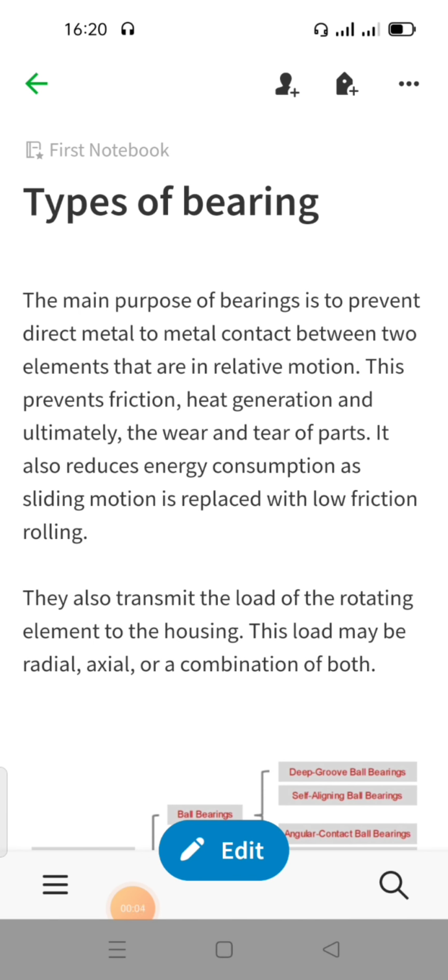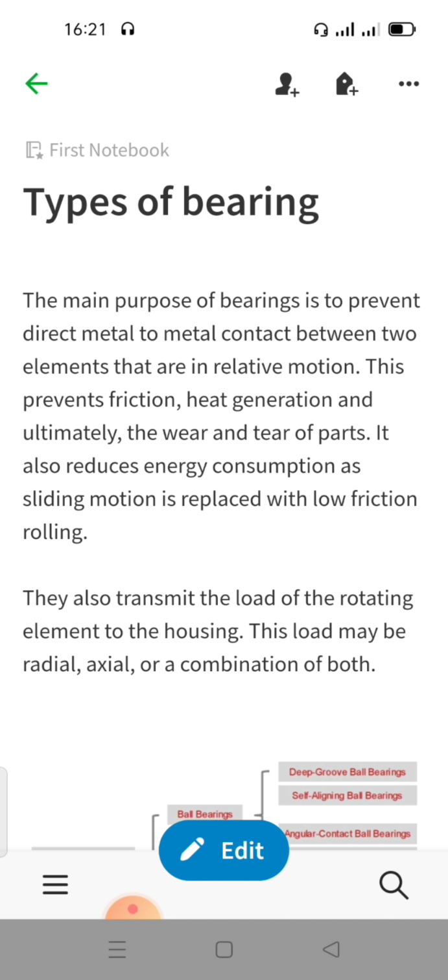I am Debasis Sasmal and today we are going to discuss types of bearing and its uses. So the main purpose of bearing is to prevent direct metal to metal contact between two elements that are in relative motion. You know, in our day-to-day life, like a fan or a sliding door or a trolley, everything uses bearing. Where there is a motion, where there is a rotating part, generally in small machines to heavy machines, bearings are used, and there are different types of bearing, and today we are going to discuss them.